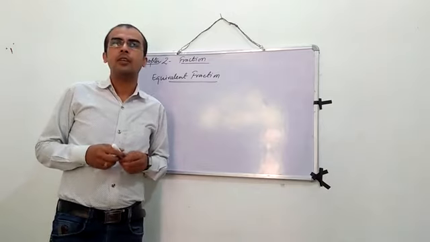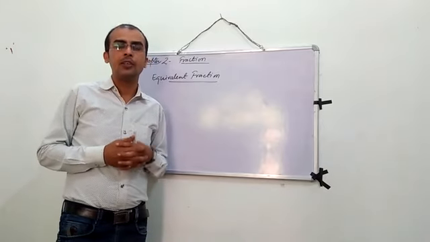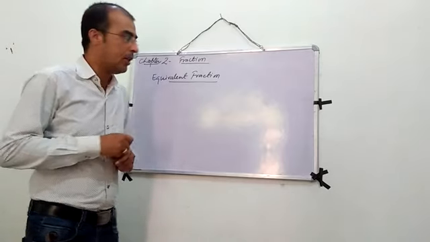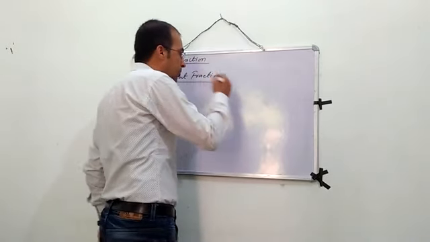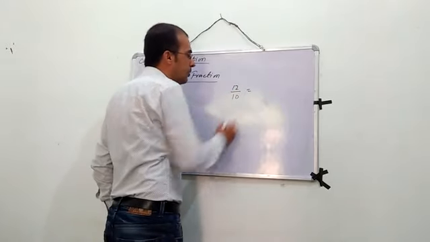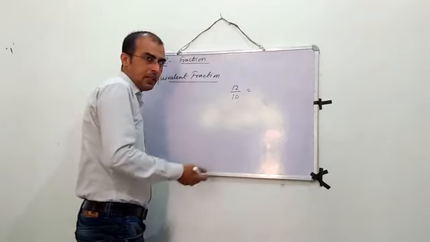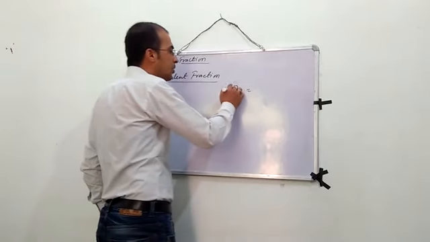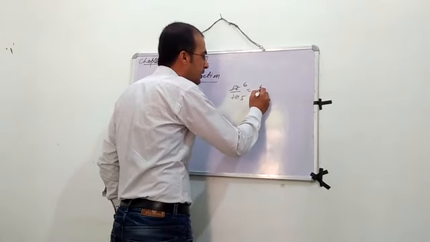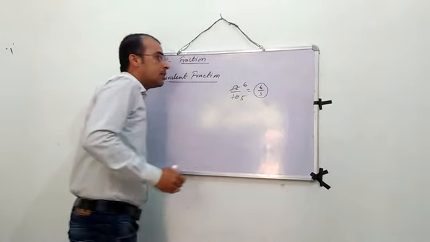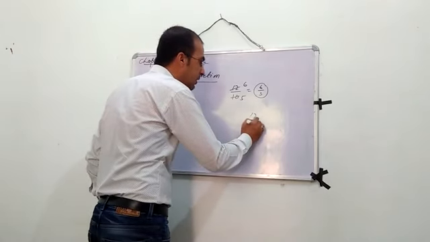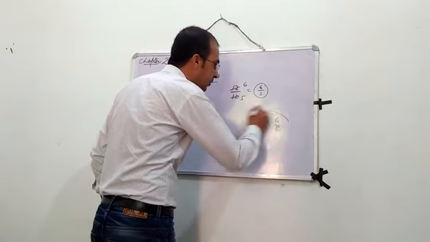What is an equivalent fraction? A fraction is said to be equivalent if their lowest terms are equal. For example, suppose I take 12 by 10. Its lowest form can be reduced step by step, but the lowest we get is 6 and 5. So 6 by 5 is the lowest term. So you will say that 12 by 10 is equal to 6 by 5.